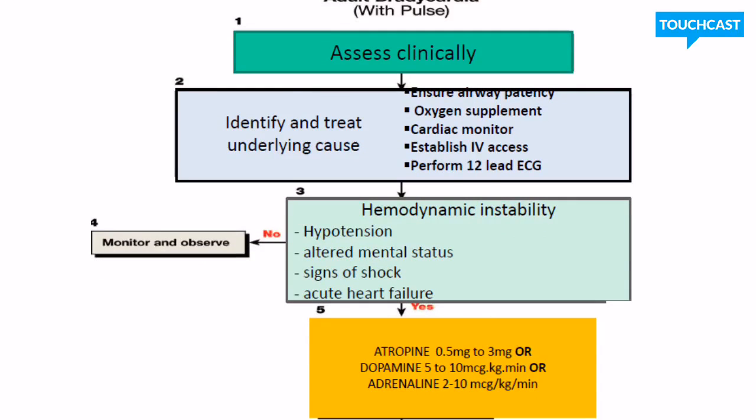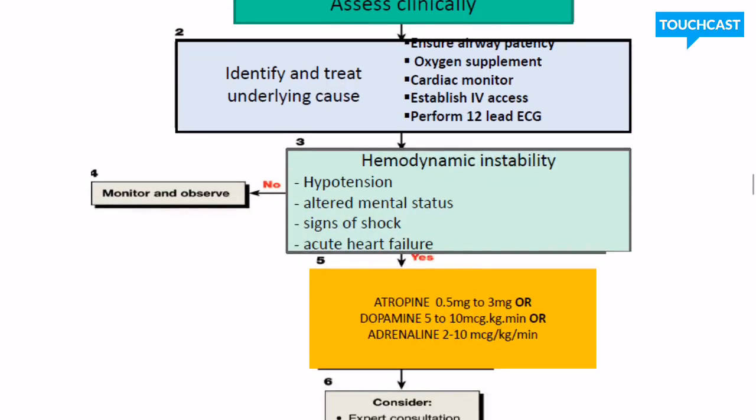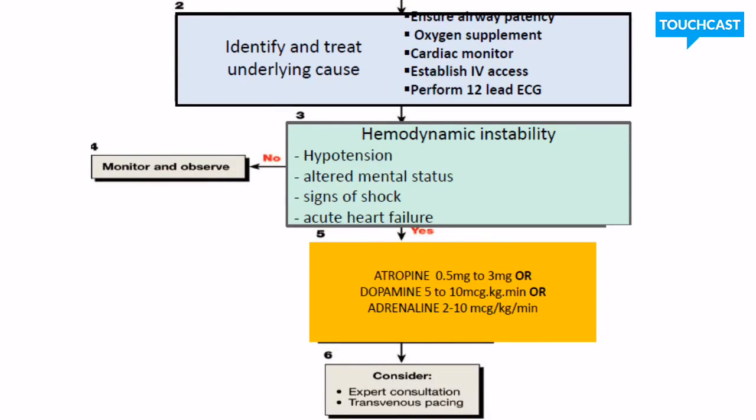Any evidence of hemodynamic instability, you need to treat. The first line treatment is atropine 0.5 milligram, and you can give it up to 3 milligram. If it fails, then you can give dopamine infusion or adrenaline infusion, and in some patients, transcutaneous pacing might be helpful.